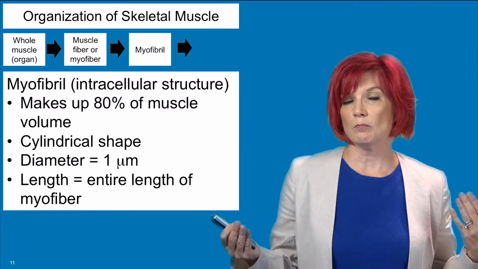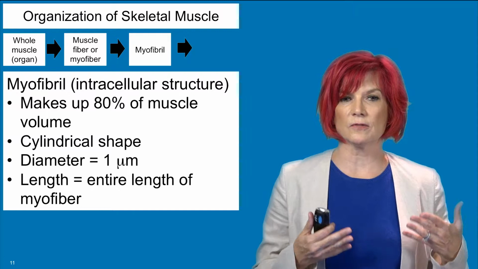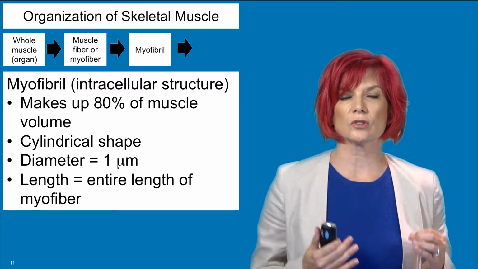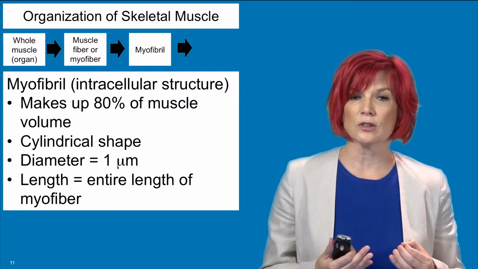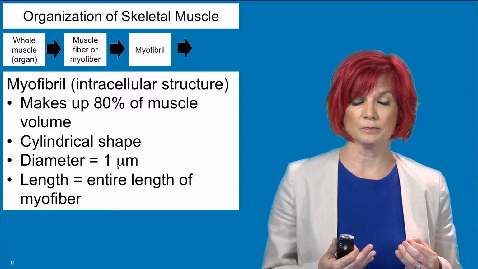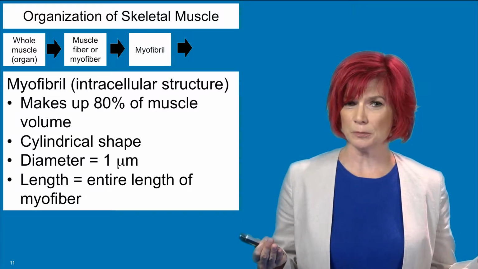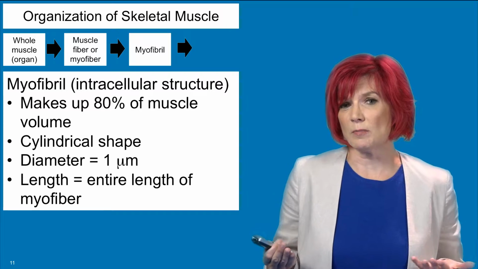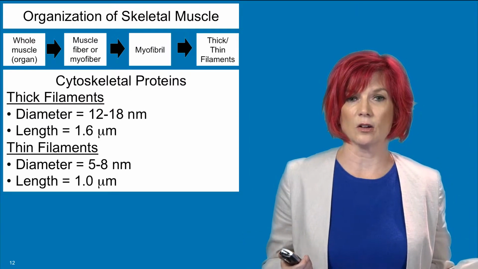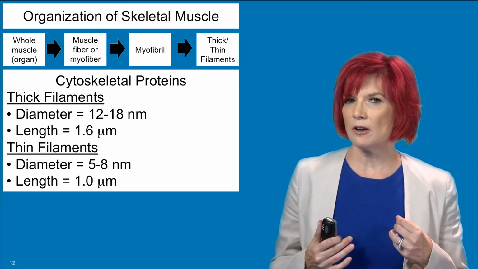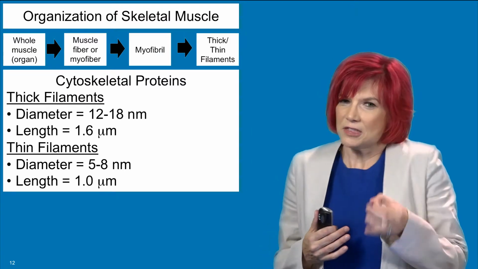Each individual myofiber or muscle fiber, which is the cell, is comprised of these very distinctive cylindrical structures called myofibrils. And it's the myofibrils that do the work of skeletal muscle. So the myofibrils make up 80% of the muscle volume, and they're about 1 micron in diameter, and they run the entire length of the muscle cell. And lastly, those myofibrils, as we'll see, are composed of things called thick and thin filaments.